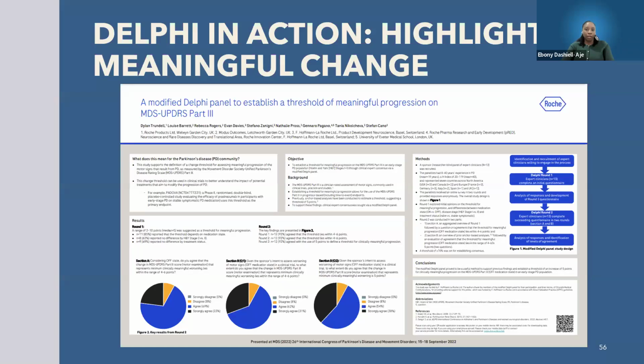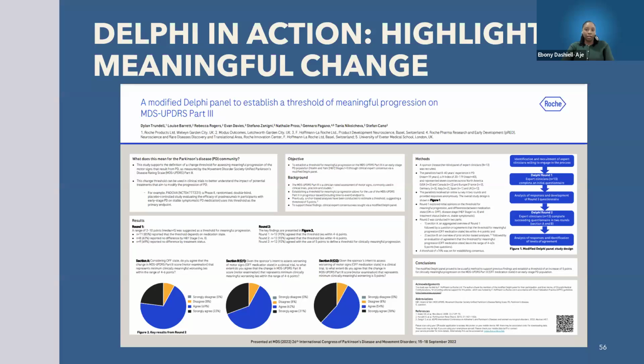Round 1 explored initial opinions on the threshold for meaningful progression and differences between medication state, disease state, and treatment status. Round 2 was conducted in 2 parts, with section A being an aggregated overview of round 1 results, followed by a question on agreement for the threshold of meaningful progression. And section B was an overview of prior anchor-based analyses, followed by an evaluation of agreement that the threshold for meaningful progression off medication state lied in the range of 4 to 6 points. A high consensus threshold of greater than or equal to 70% was also set.